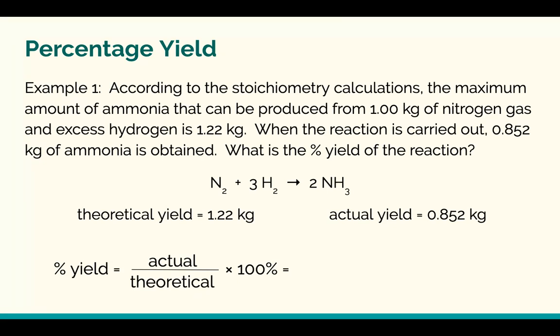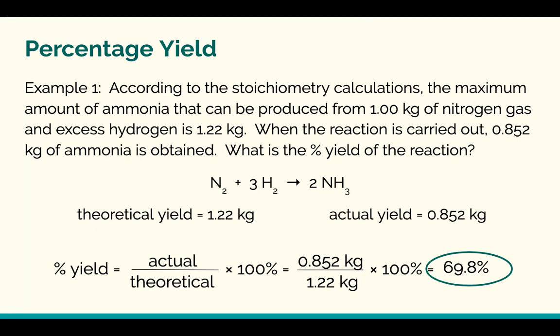So we take the actual yield, divide by the theoretical yield, times 100%, and you get 69.8%. So the percentage yield of that reaction was 69.8%. And it doesn't actually matter what the units are for mass, as long as they are the same unit, and they'll cancel out.